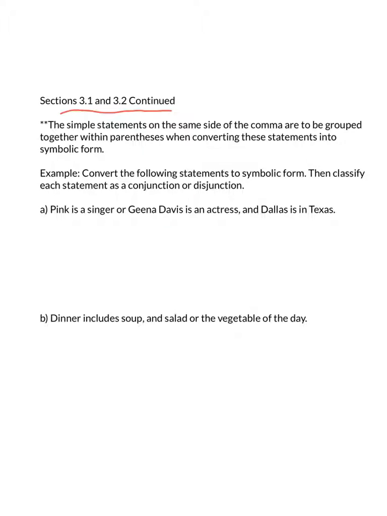Looking next to the double asterisk, it says that the simple statements that are on the same side of the comma are to be grouped together within parentheses when converting these statements into symbolic form. So pretty much, you want to make sure that you are on the lookout for 3 or more ideas within the same sentence. So if you have a P, Q, and an R, 3 ideas, then we are going to care about the location of the comma because that tells us where mathematically to put our parentheses.